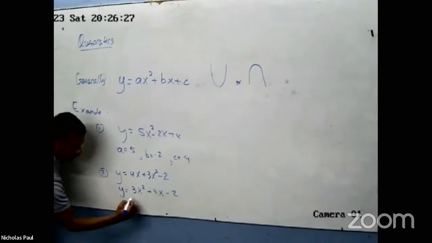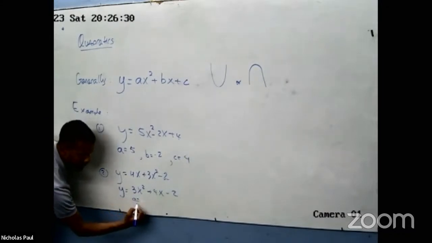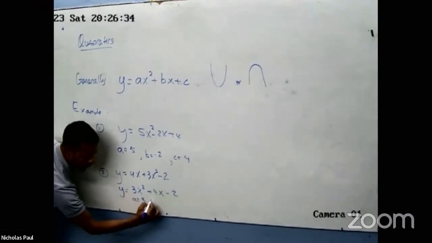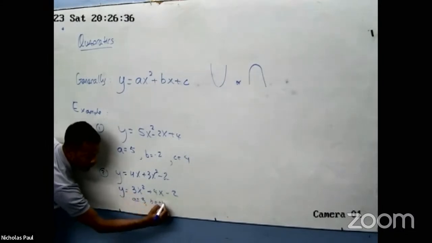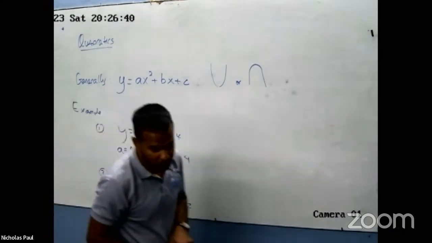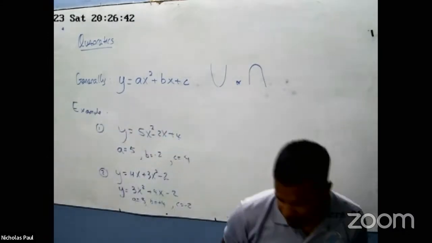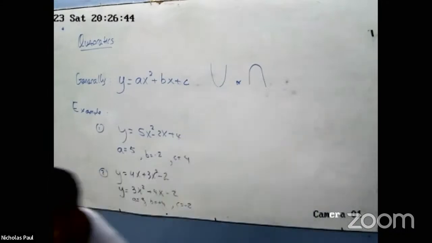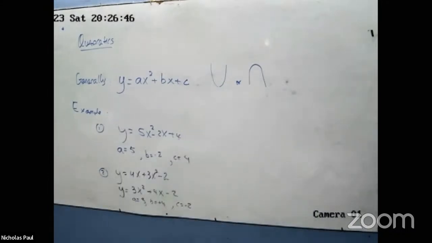So A is how much? Anybody? A is positive 3. B is how much? And C is negative 2. You'll see it on the line there. Nice. Very good. Go ahead, copy it down. Try one.